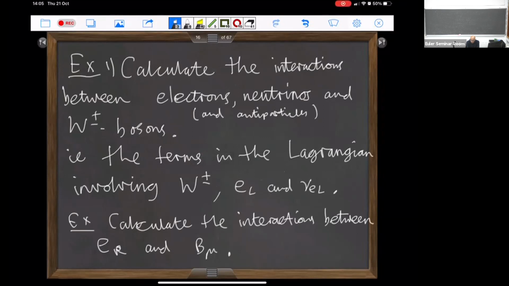So then we have this exercise to calculate the terms involving W plus and minus, E left and mu, E left in the Lagrangian, and similarly the interaction terms between the E right field and B mu.